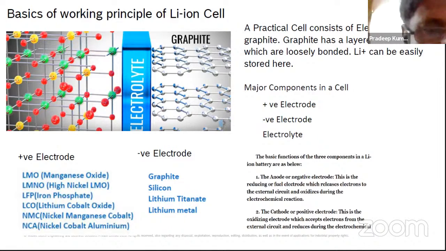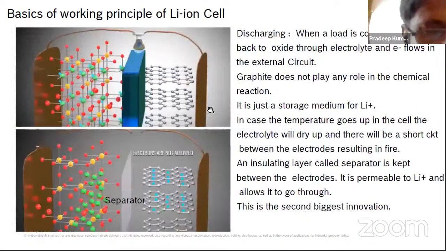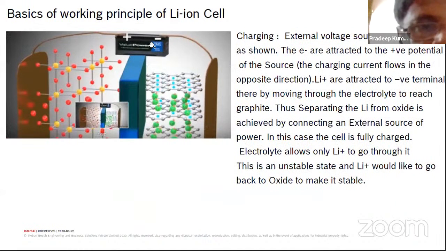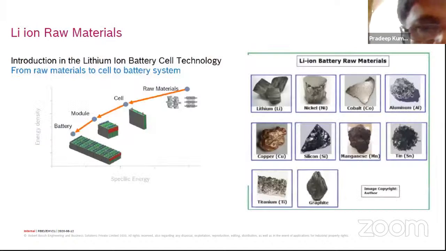So this I already explained. I can move it. You can see the separator here, and you can see what is happening in discharge and what is happening in charge. During charging, you are connecting the external source, so you have the electron flow happening from the external charger and lithium ions moving in the opposite direction. So this is how the battery works.